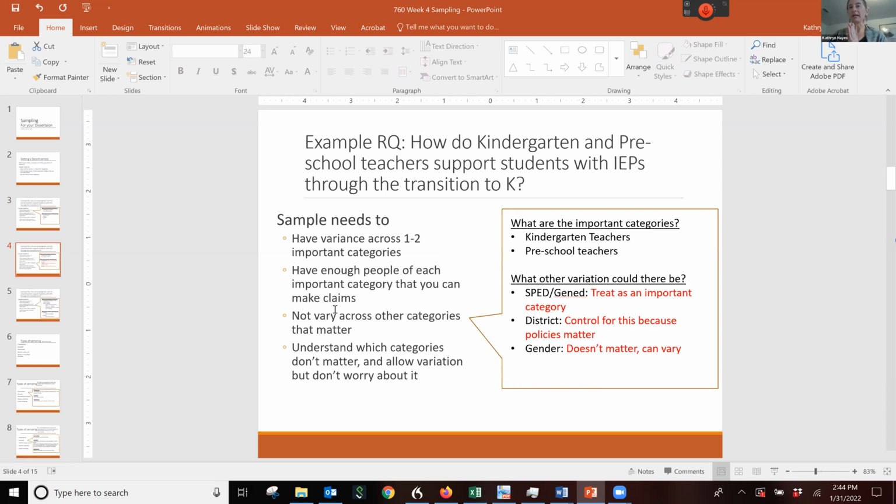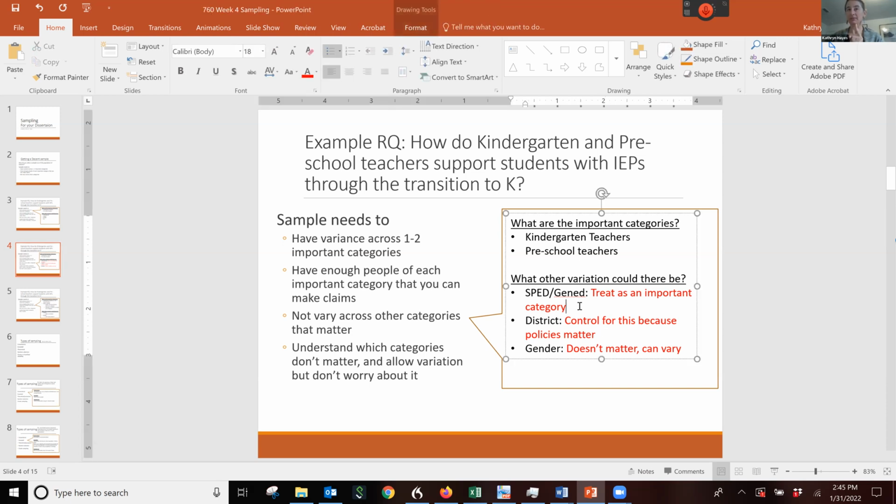So here are my thoughts. Definitely I want kindergarten and preschool teachers based on this research question. When I think about it some more, I want to treat special education and general education also as an important category. So I may actually want to make sure I take this into account in my sampling. Then I actually think district matters as well. So special education and general education, one way I can take it into account is I can only interview general ed, or I can only interview special ed. That would be taking out the variance.